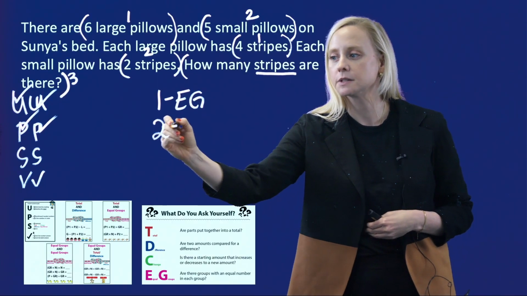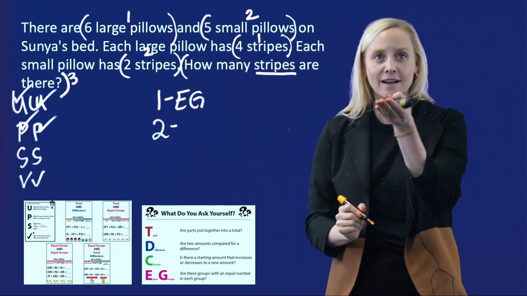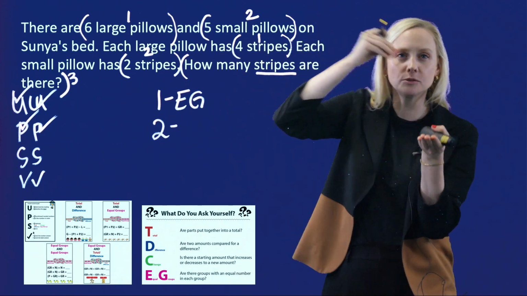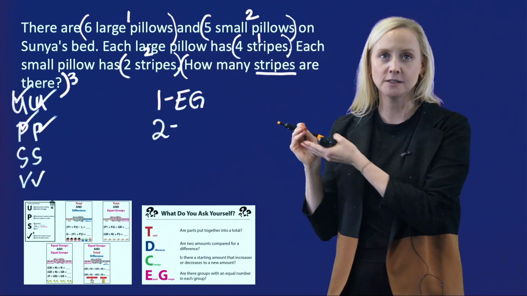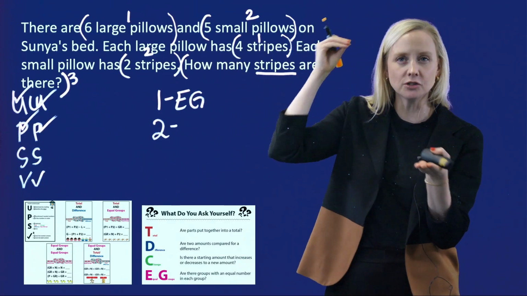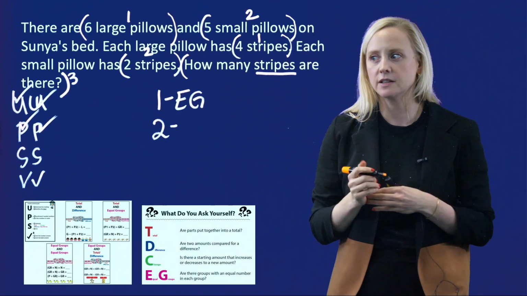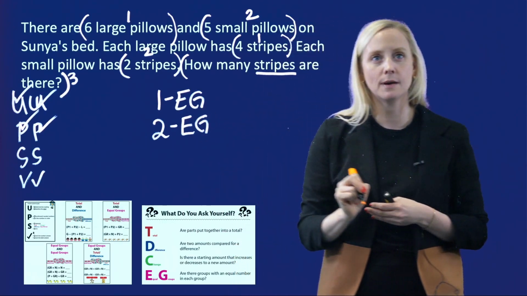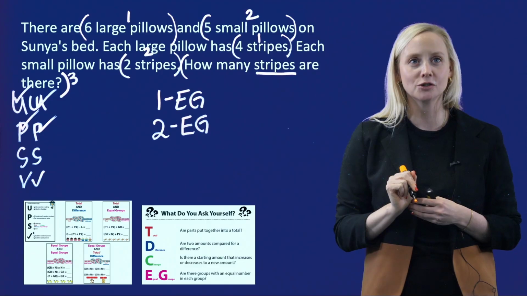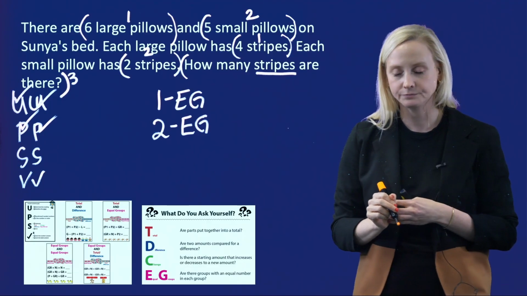Now after I figure out the stripes on the large pillows, I need to figure out the stripes on the small pillows. And again, I have 5 small pillows, and each small pillow has 2 stripes. So I have groups, which are the 5 small pillows, and the number in each group, which are the 2 stripes on each of the small pillows. So I know again I'm dealing with an equal group schema because I have groups with an equal number in each group and a missing product.